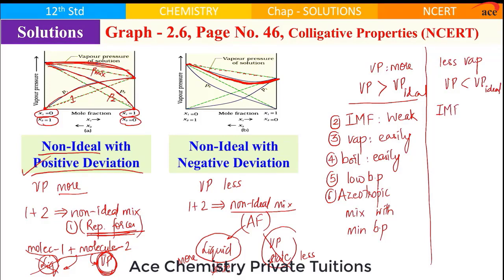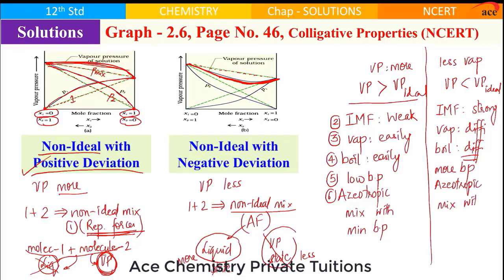Vapor pressure less, that means intermolecular forces are strong. Vapors are formed with difficulty. If vapors are formed with difficulty, it is difficult to boil such a mixture, or it will require more amount of heat to boil them. If they require more amount of heat to boil them, they will have more boiling point. Then such a mixture will eventually give you an azeotropic mixture with maximum boiling point.